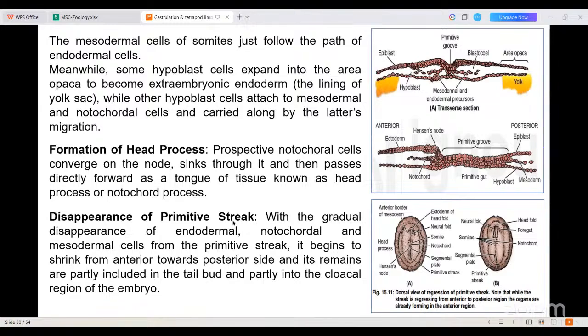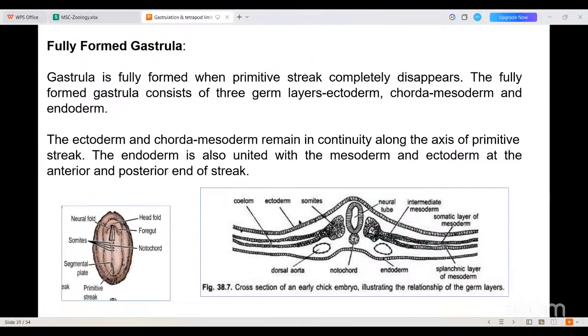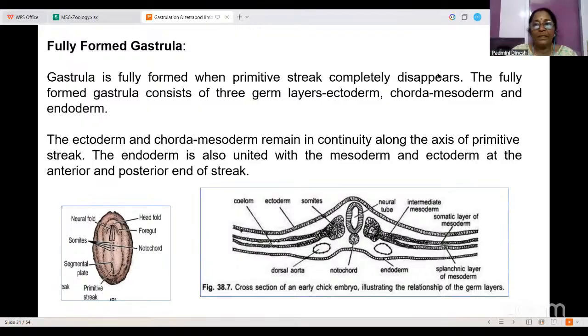And then, as I told you all, the primitive streak is also shortening in length, and it is going to be very small, formed only at the tail end of the embryo. So that's the shrinking primitive streak. What is happening to the fully formed gastrula when the primitive streak has completely disappeared? The fully formed gastrula consists of 3 germ layers, which you can see very clearly. The primitive streak has shortened, and you have this rod-like structure, the notochord.